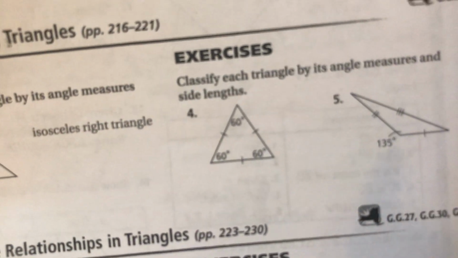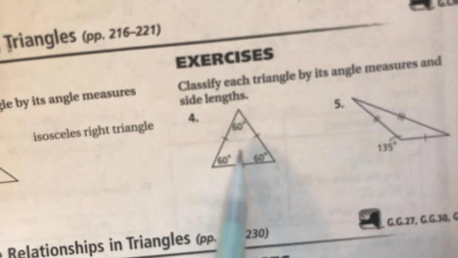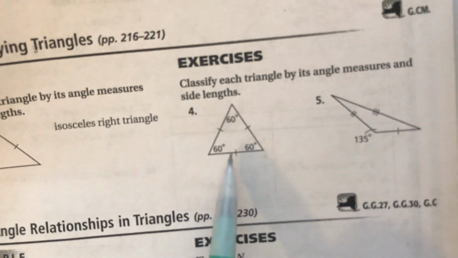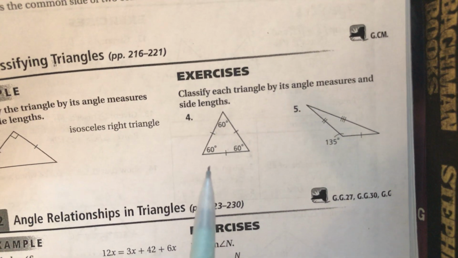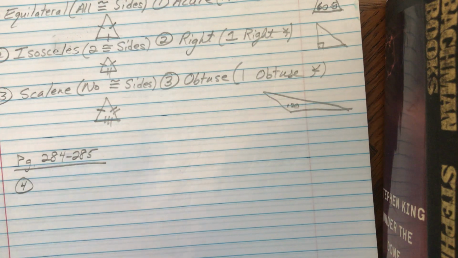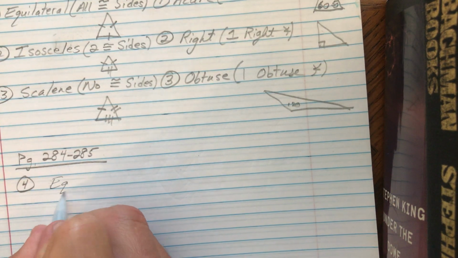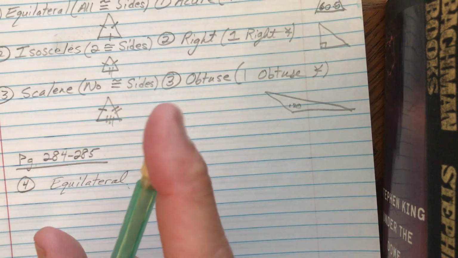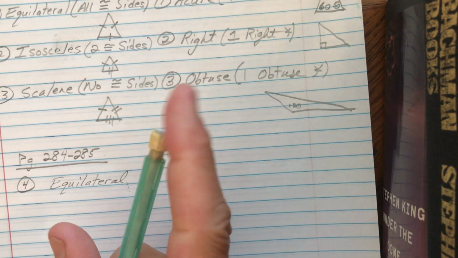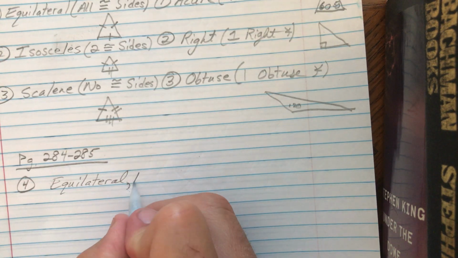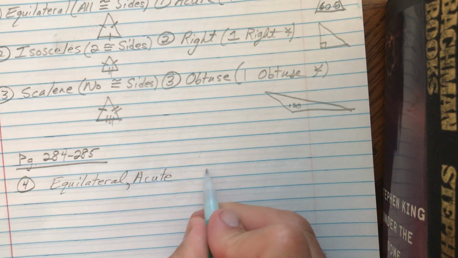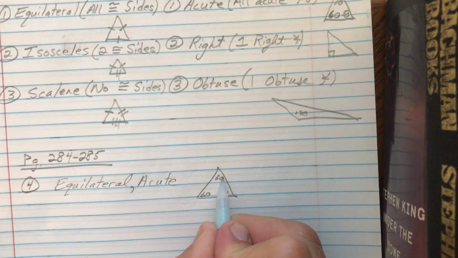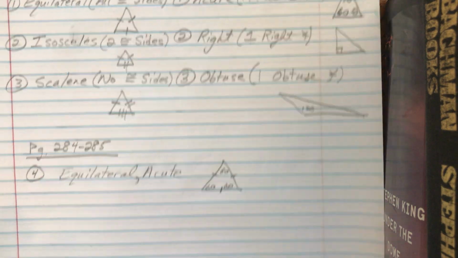Number 4 right here has all congruent sides and then 3 acute angles. So this is called an acute equilateral triangle. Equilateral and acute. And again, it looks like this. Has all acute angles, 60, 60, 60, and has all equal sides.